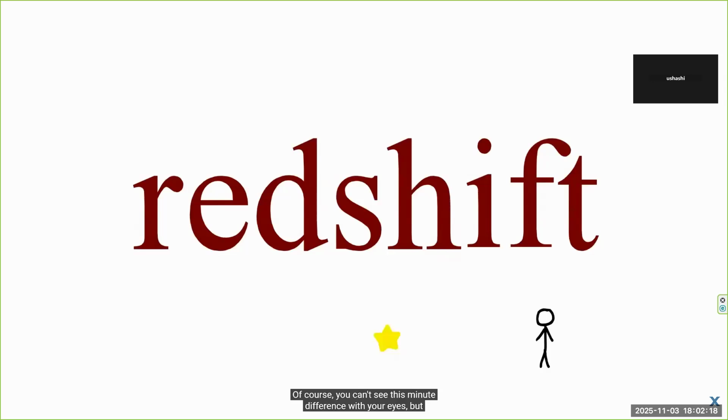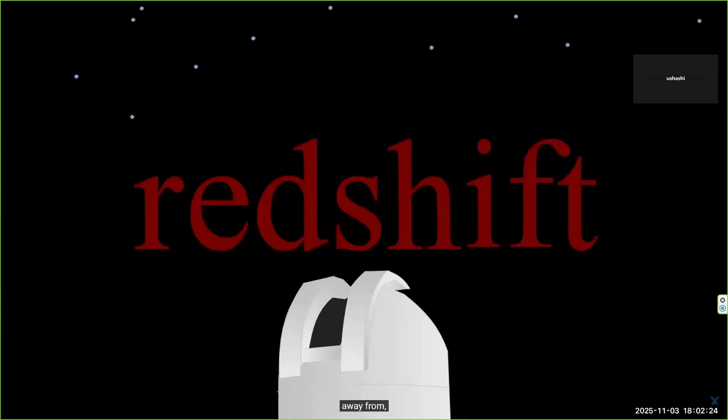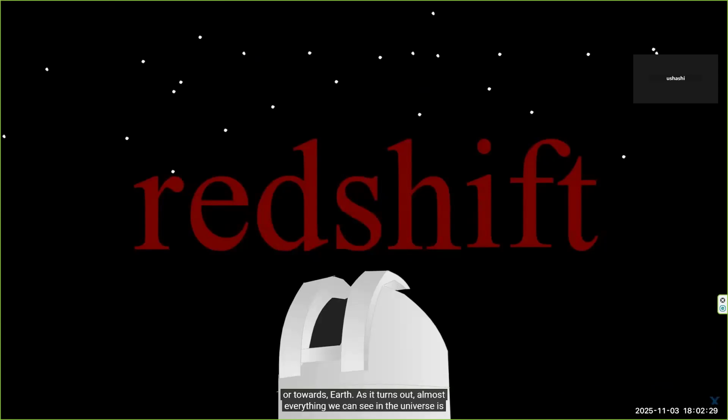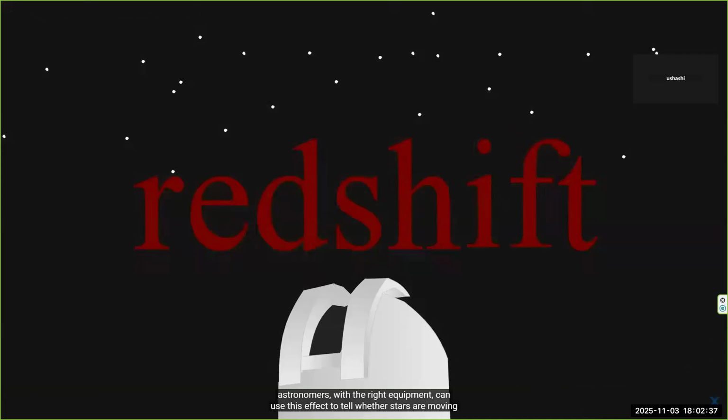Of course, you can't see this minute difference with your eyes, but astronomers with the right equipment can use this effect to tell whether stars are moving away from or towards us. Did you see the color change of the stars? Watch again. These are minute details which are amazing for this video. What are the star colors now? Have a look.